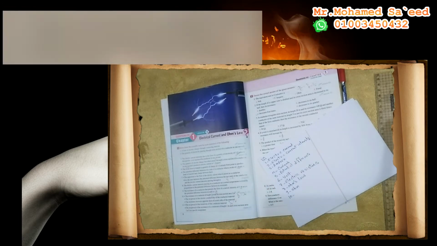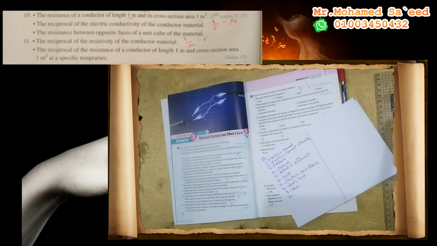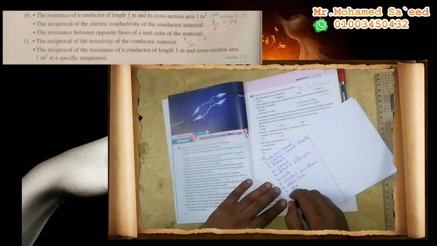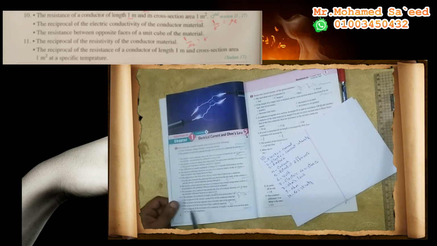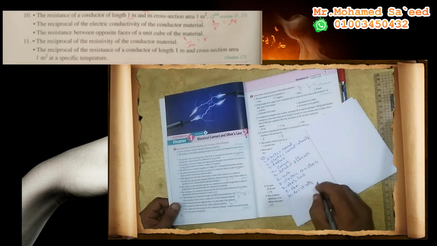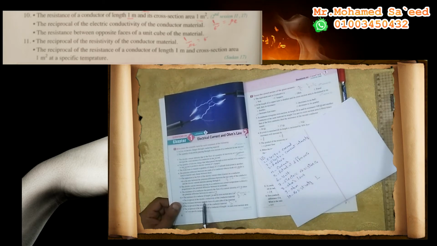Number 10. The resistance of a conductor of length 1 meter and cross-section area 1 meter square: resistivity, electric resistivity. Also, it has another definition: the reciprocal, 1 over sigma, which means the reciprocal of the electric conductivity of a conductor. Also, it is the resistance between opposite faces of a unit cube of material: electric resistivity.